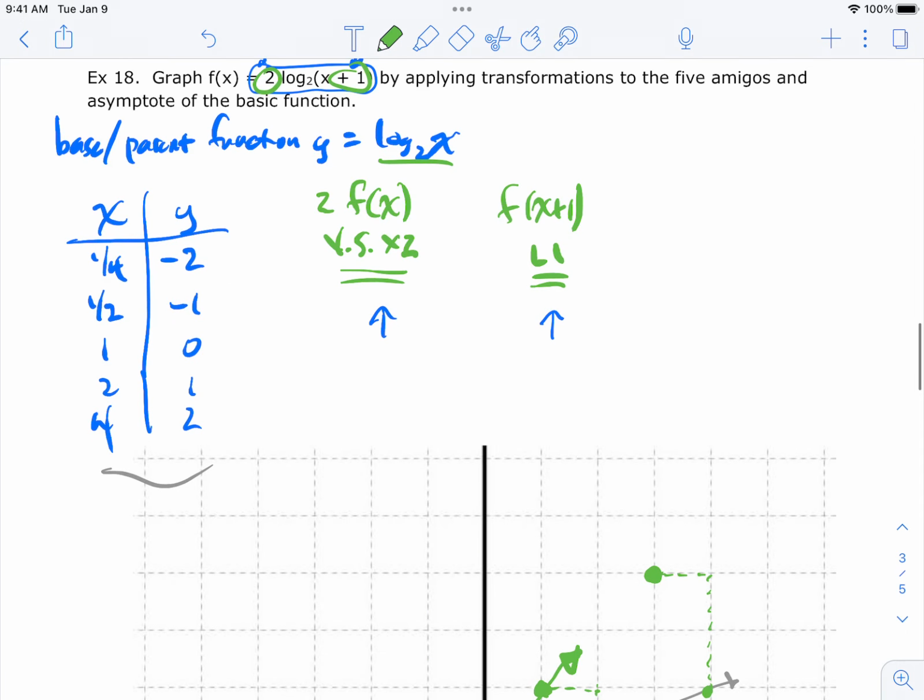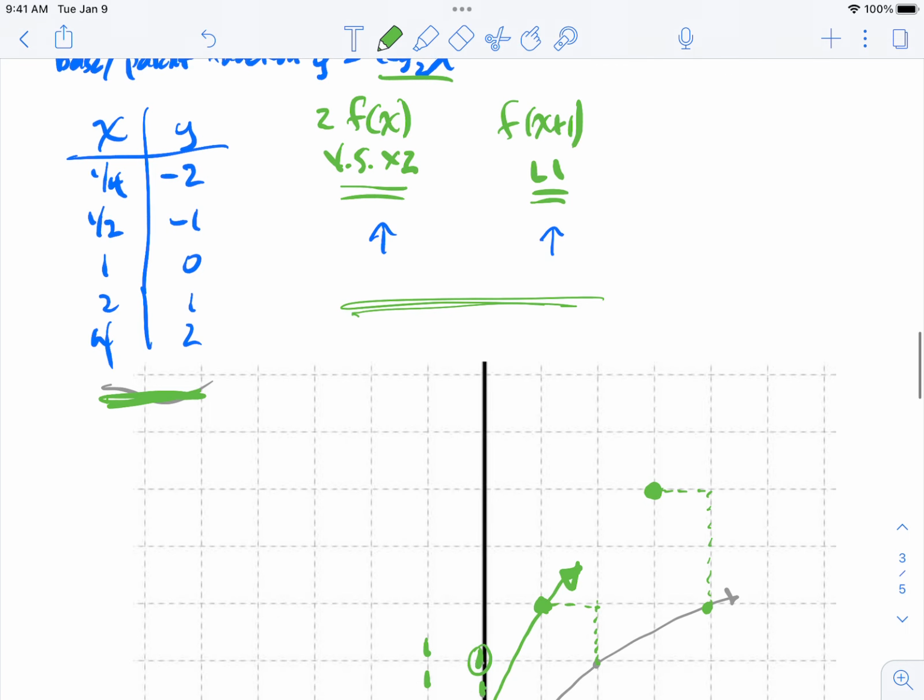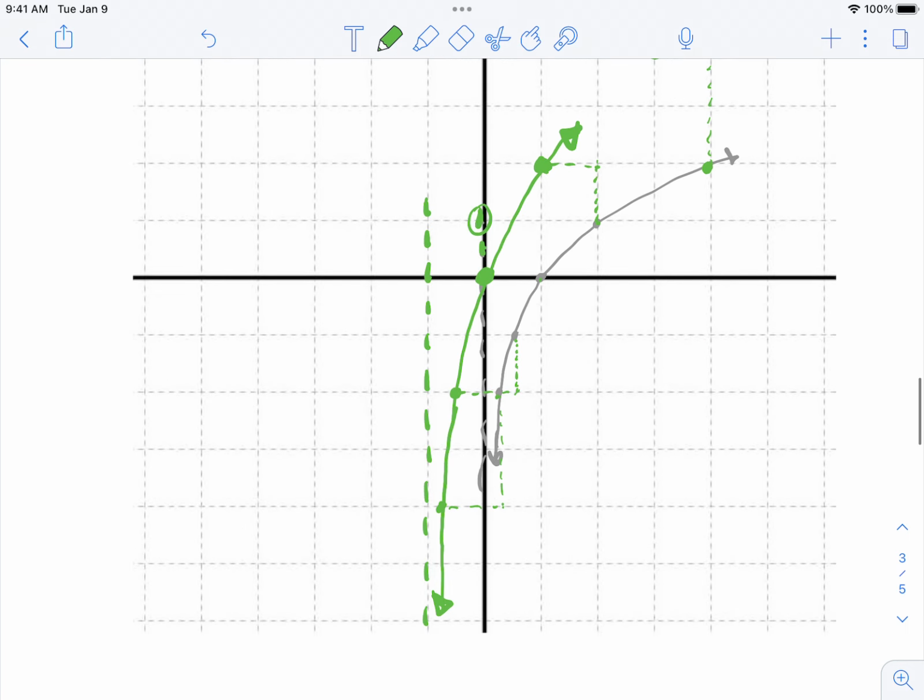Okay, so this is a nice way to make these graphs. Start with the basic function, because you know those points are going to capture it really well, and then just follow them. Where do they get moved to? Well, if you double it and you go left one, it's going to get moved over there. So there's those points right there, and you end up with a really nice graph.